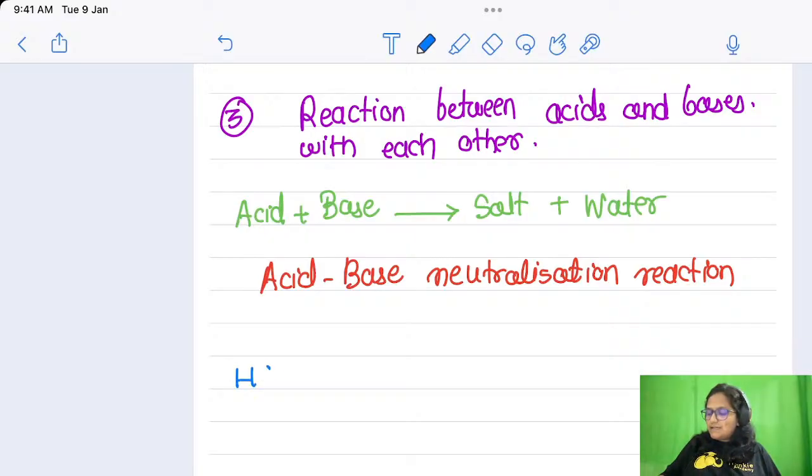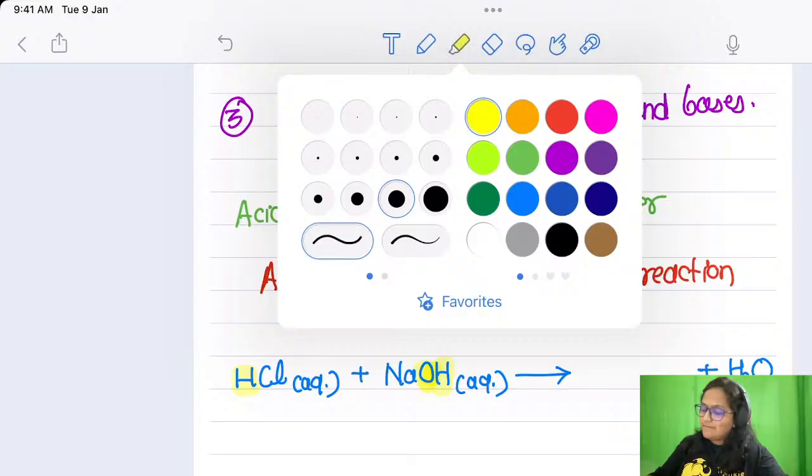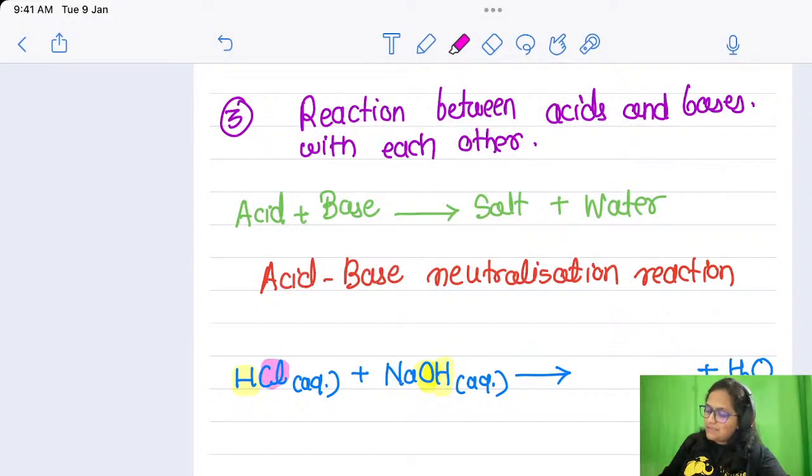First of all, let us see HCl aqueous plus NaOH aqueous, which will give you a salt. How to write the salt? Very easily. First of all, remove water from it. After the loss of water, H2O, let us see what is remaining. Remaining is Cl and Na.